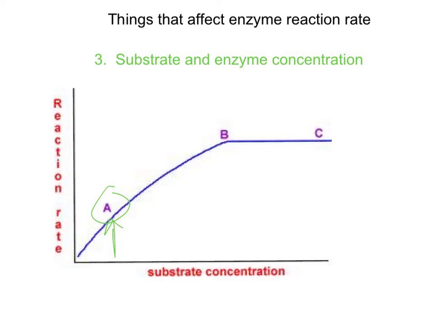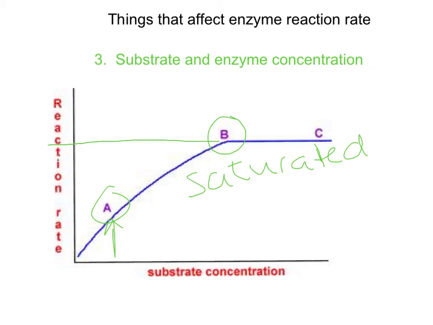But you'll notice right here, I hit a point where my enzyme rate of reaction levels out. You notice it doesn't go any faster. When it reaches that point, it's what is called saturated. And so what we have here is that there is enough substrate for every single enzyme. Every single enzyme that is present is busy. It doesn't matter how much more substrate you add.